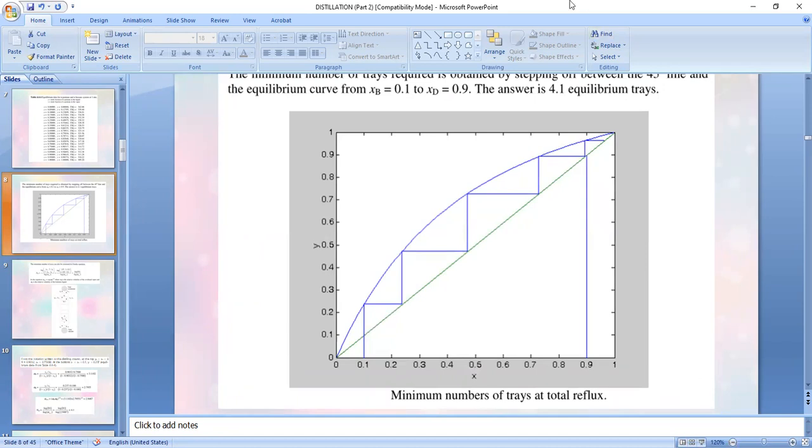So, annotate again. You have here your y sub D. You want the x sub D. This is the 0.9. Go here.